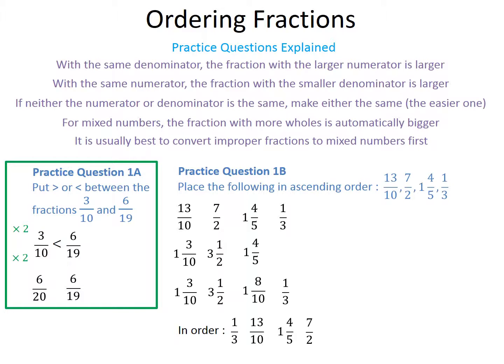10 doesn't go into 19, but 3 does go into 6. And so I just multiplied the top and the bottom by 2, and that meant I had the same numerator, which means that the one with the smaller denominator is actually the larger fraction because each of the pieces would be a little bit bigger, and that means that 6 over 19 was the larger. So I wrote the sign back between the original fractions and I made sure it was eating the one on this side, the 6 over 19.